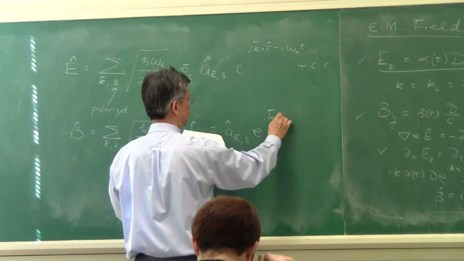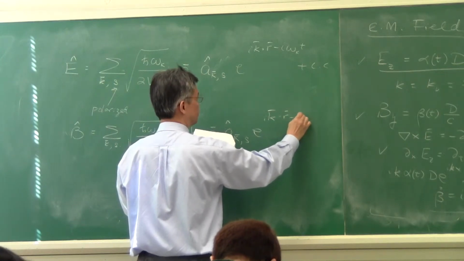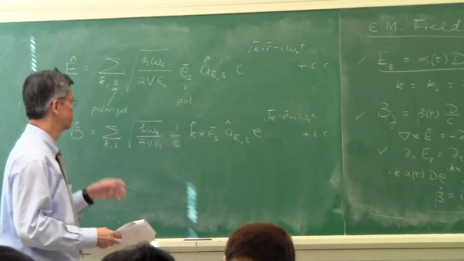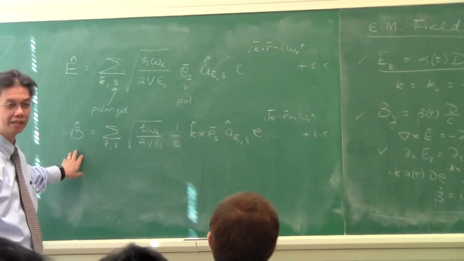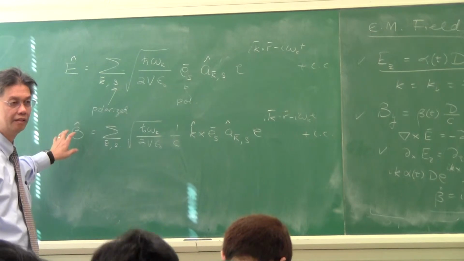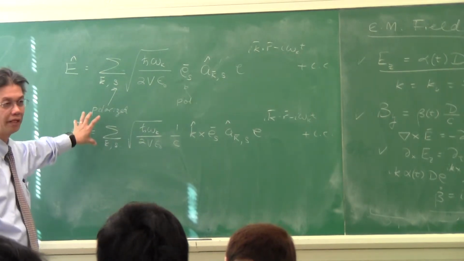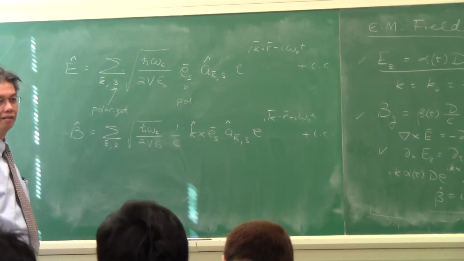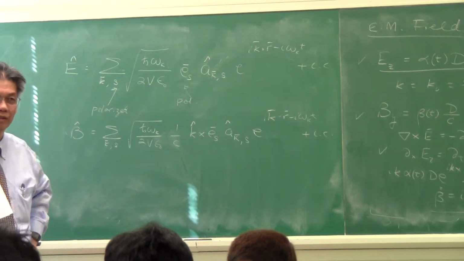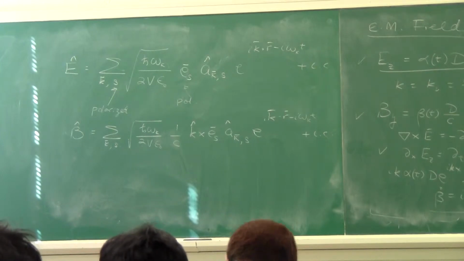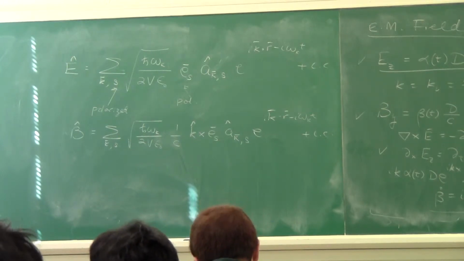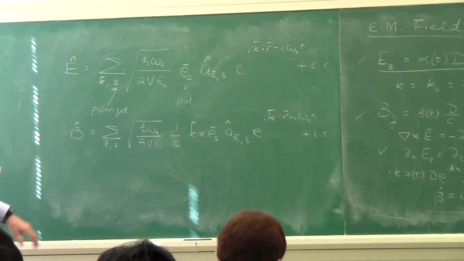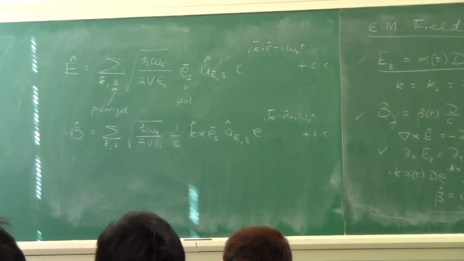e to the i k dot r minus i omega k t plus complex conjugation. Okay, so these are the quantized form of the electromagnetic field. But you should treat them as operators, because they are not fields yet. In order to find fields, what must you do again? You find the quantum state that you are in and take the expectation value of this operator with respect to that quantum state. Okay? Take the expectation value of this.